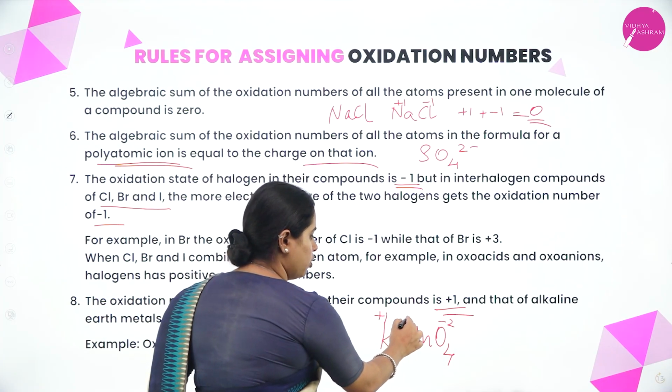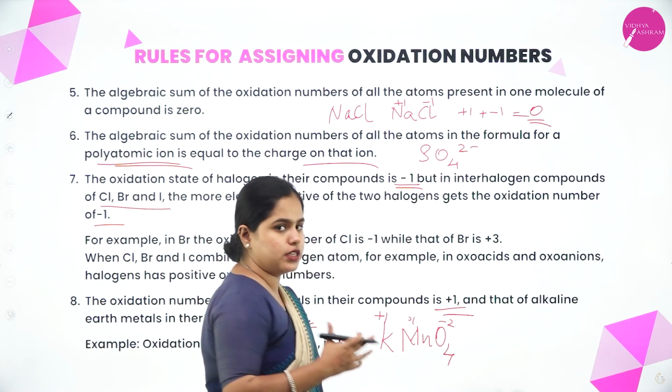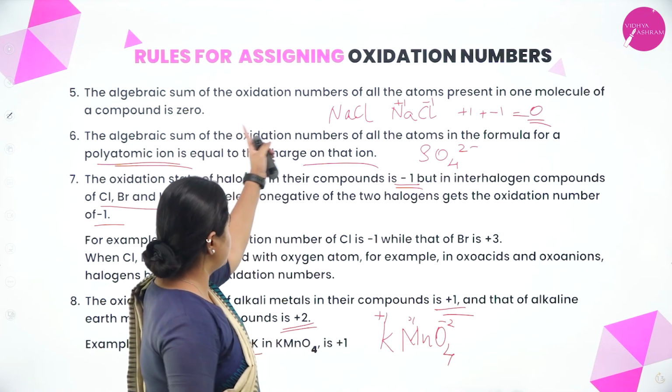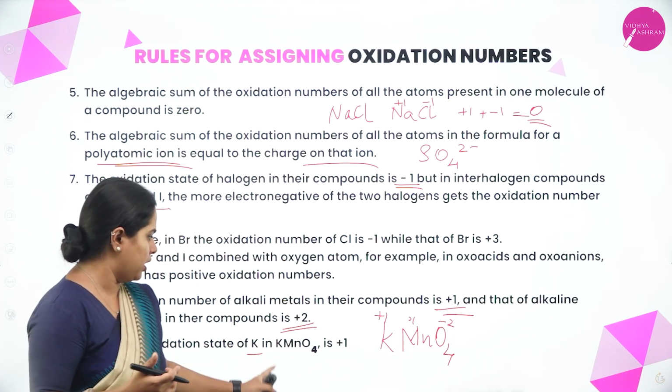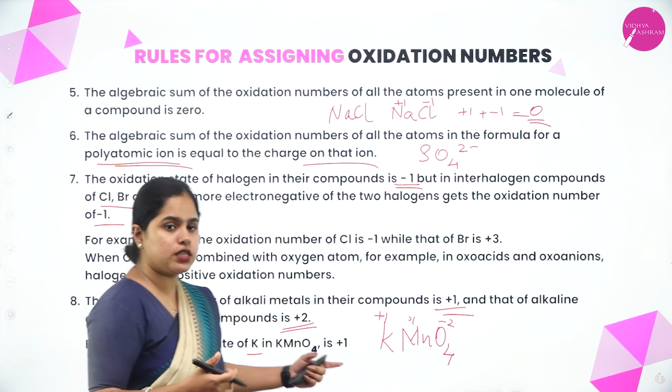And manganese, I don't know, I can keep it as X. So, what does that mean? If I add all of this, it should be equal to 0. That is this rule, right? It should be equal to 0. It doesn't have any other charge. It's not a charged species. So, it is equal to 0.